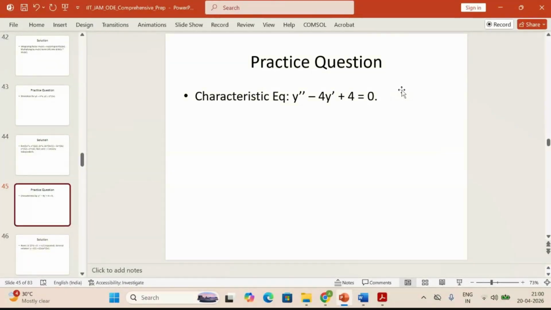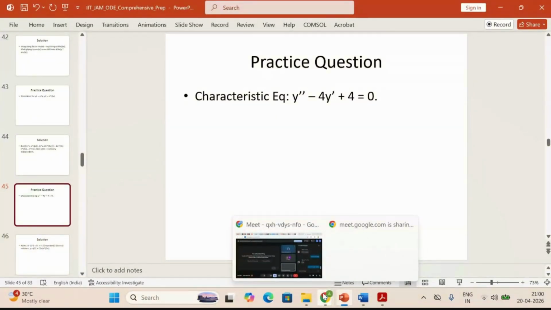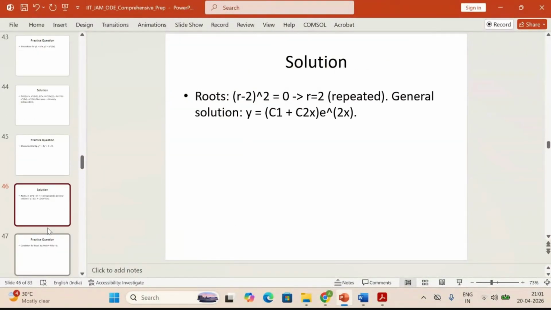So what is the characteristic equation of this equation? y double prime minus 4y prime plus 4y equals 0. You can write it as a whole square, (r minus 2) squared equals 0, which is r equals 2. It will be repeated, so the general solution is (c1 plus c2 x) e to the power 2x. This form is because r equals 2 is repeated.